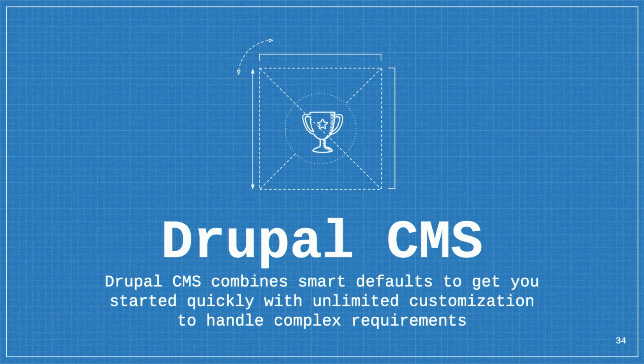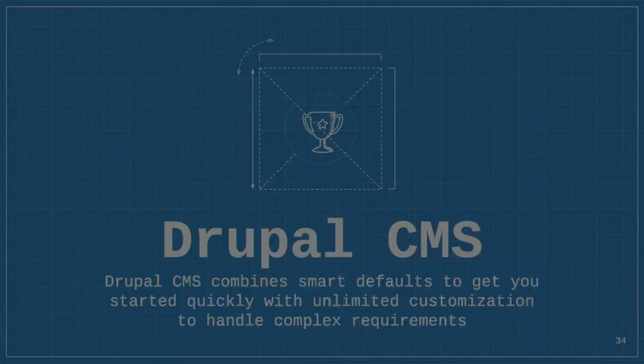It has a lot of content types, and it actually starts with saying Drupal CMS combines smart defaults to get you quickly started with unlimited customizations to handle complex requirements. It definitely is great for getting you started. The question I have is, where do you go from there, especially with the content model?